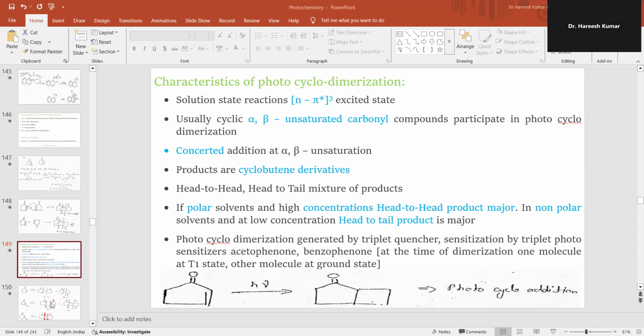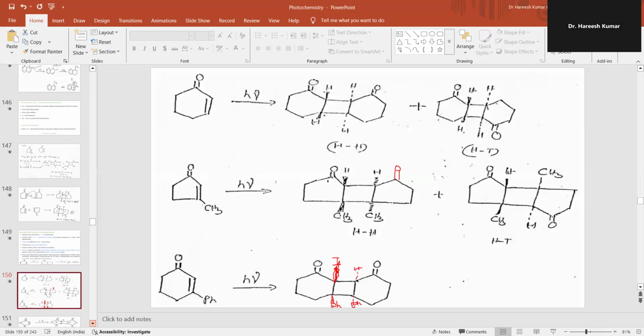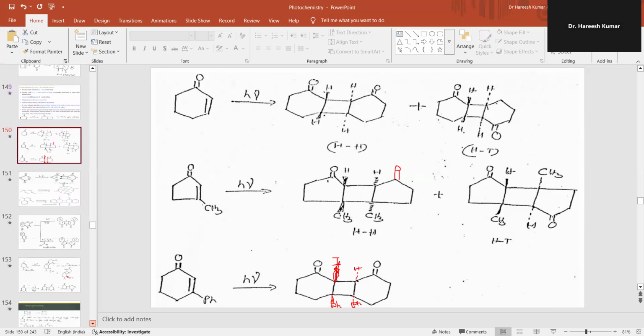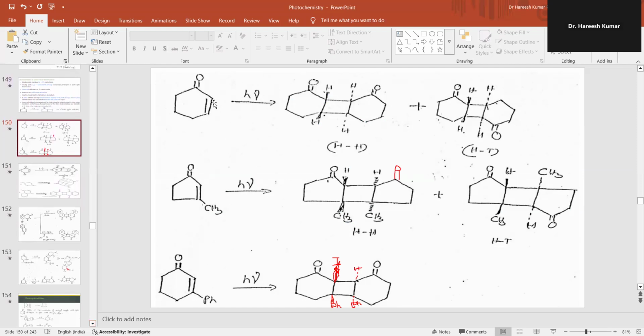I will go to the next slide. Here I'm taking an example, cyclohexanone on irradiation. It gives two kinds of product, the head-to-head joining addition product and the head-to-tail joining addition product. Similarly, if we are looking at the stereochemistry, for smaller rings, cis will be the ring junction. Here also cis will be the ring junction.